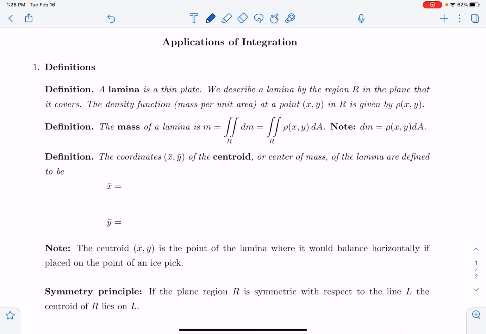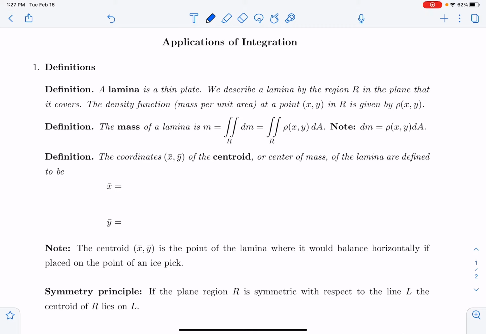So the examples that are given in the book often involve what is called a lamina, and our definition is a lamina is a thin plate, usually made out of some sort of metal. And we're going to describe a lamina by the region R in the plane that it covers. And then this lamina will have a density function, mass per unit area, at a point xy in R. And that will be given by the function rho of xy.